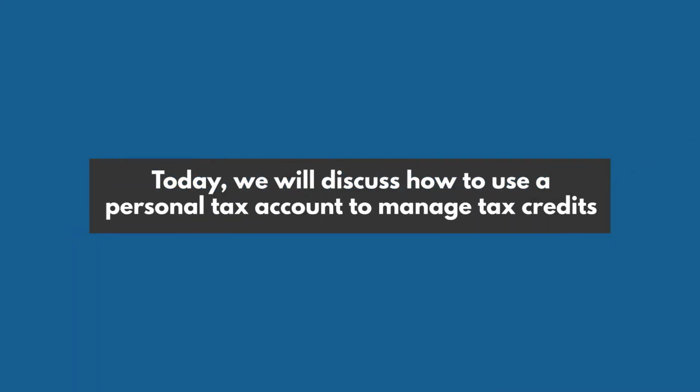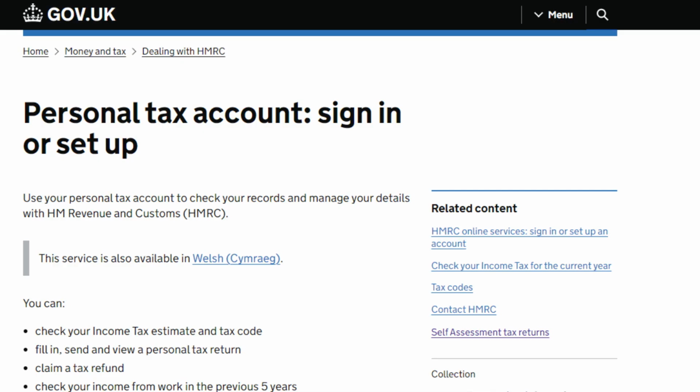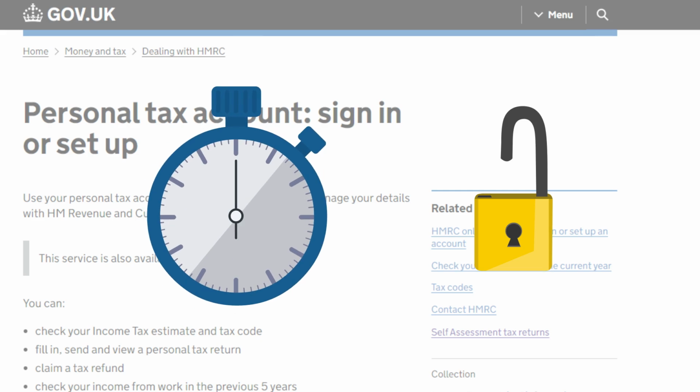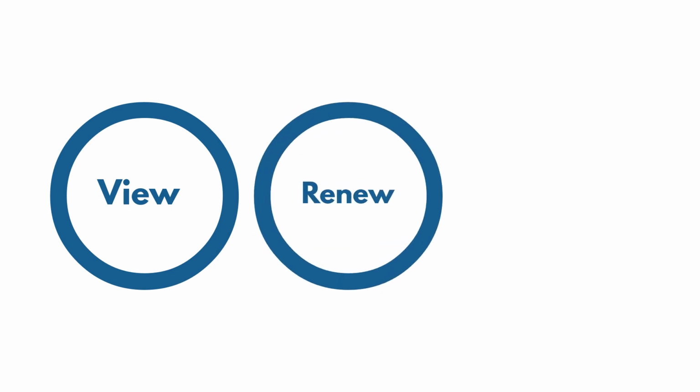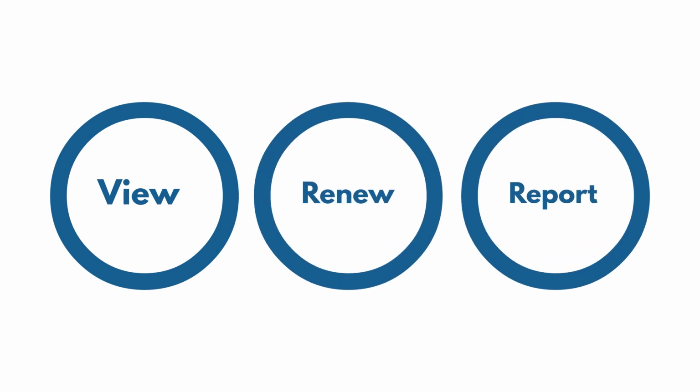Today, we will discuss how to use a personal tax account to manage tax credits. Your personal tax account is a quick and safe way to manage your tax credits online. You can use it to view your payments, renew your claim, and to tell HMRC about any changes.